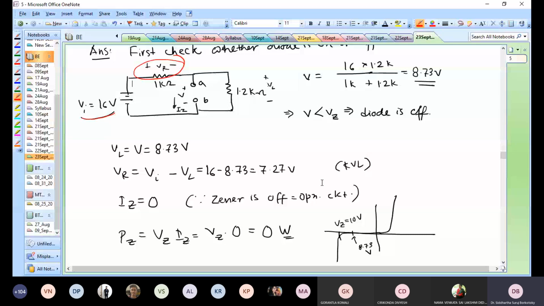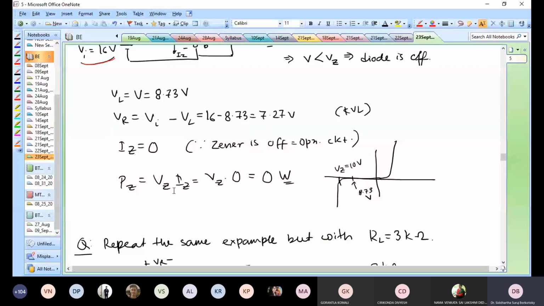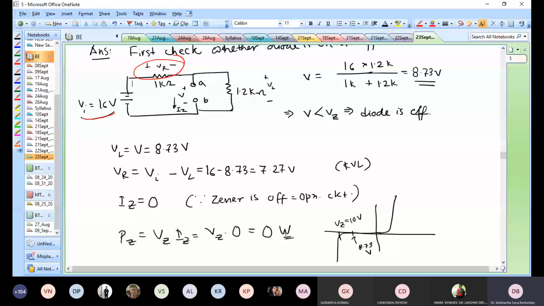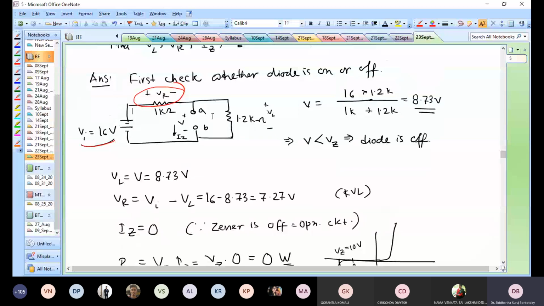Okay, and what is the power dissipated by the Zener diode? That power dissipated would be Vz times Iz. The current flowing through it is 0, so the power is 0. So we don't care what Vz is; the current is 0, which means power has to be 0. No matter what voltage is across two points, if the current flowing through it is 0, then the power would have to be 0. Okay, so this is your analysis for the situation where you have this particular diode.